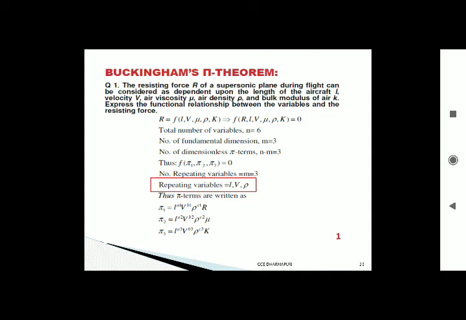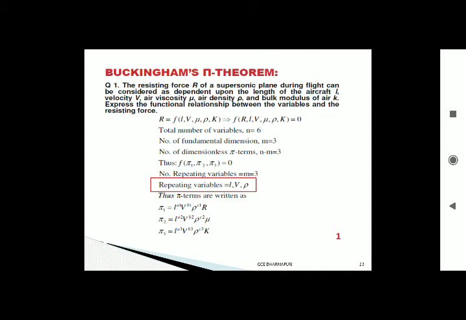If you write like that, for example, R is nothing but force, with dimension M L T power minus 2. So we have all 3: M, L, T. So the number of fundamental dimensions is equal to 3. The number of dimensionless parameters is equal to the total number of parameters minus the number of fundamental basic parameters, that is 6 minus 3, equal to 3. So we will have 3 pi terms.